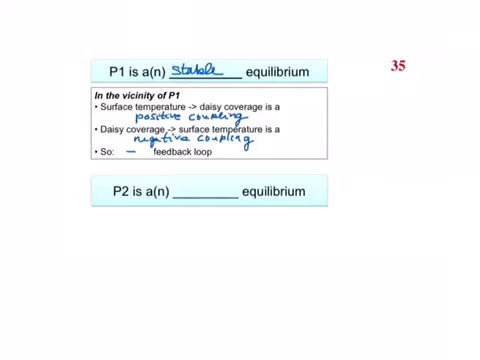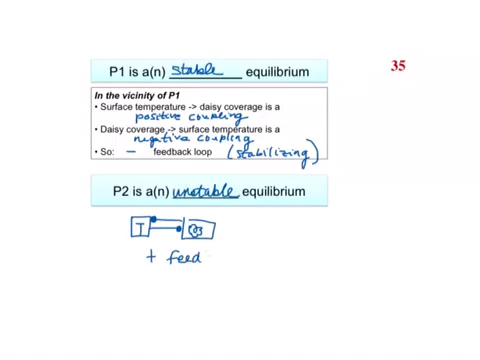Whereas P2, and let me just add that this is a stabilizing process. Whereas P2 is an unstable equilibrium. Because at P2, we have this relationship, a negative relationship from temperature to daisy coverage, and a negative relationship from daisy coverage to temperature. So this is a positive feedback loop, which is destabilizing.